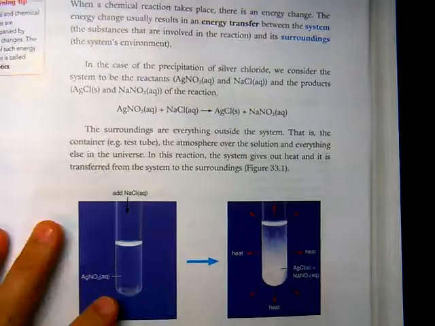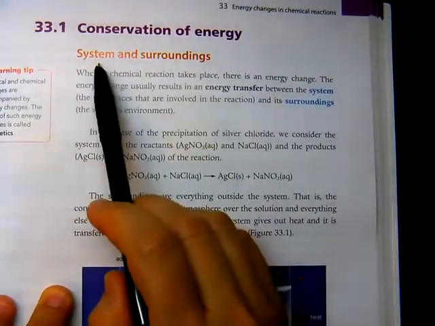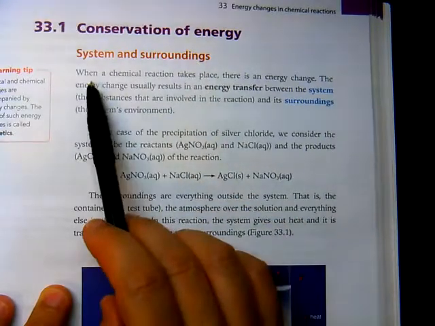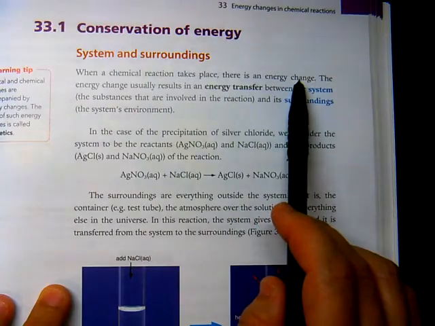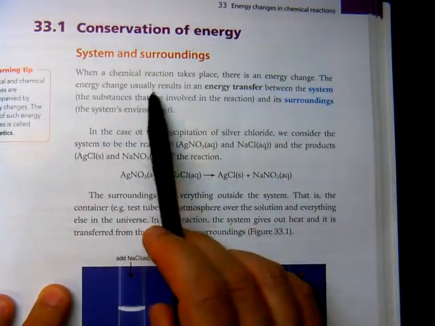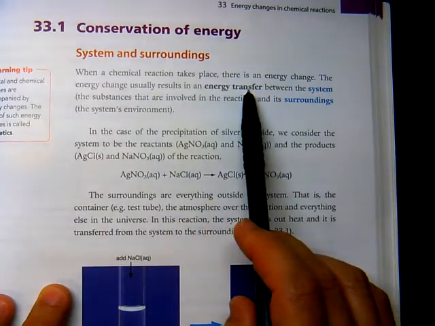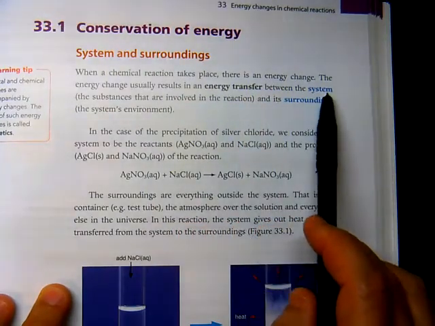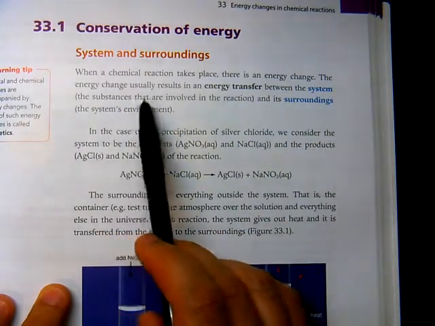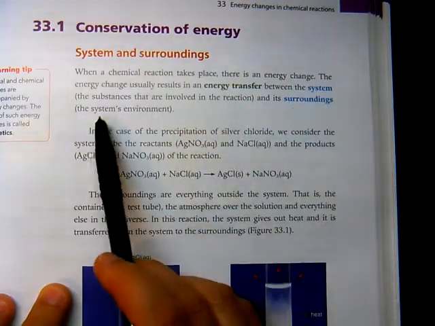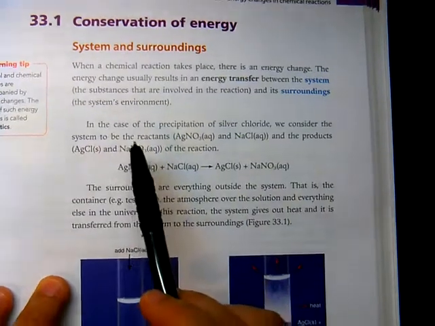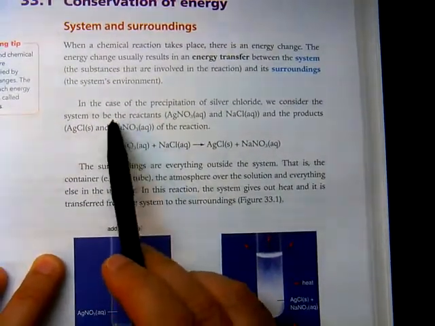Therefore, now turn back to page 3. Let's go through this page together. System and surroundings. When a chemical reaction takes place, there is an energy change. The energy change results in an energy transfer between the system, which you may consider as the substances involved in the reaction, and its surroundings. Surrounding is the system's environment. Here are some more examples.